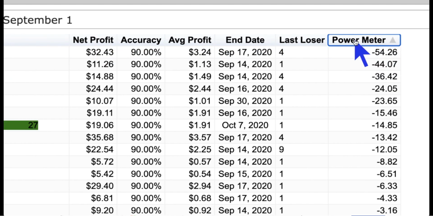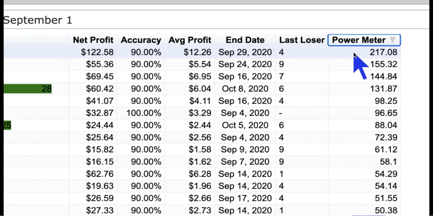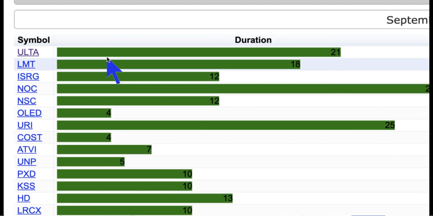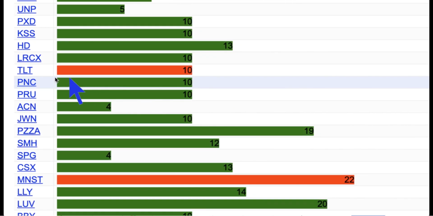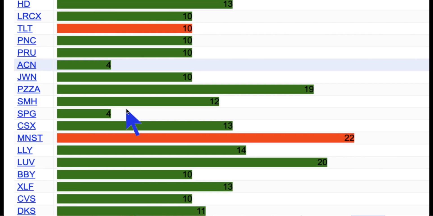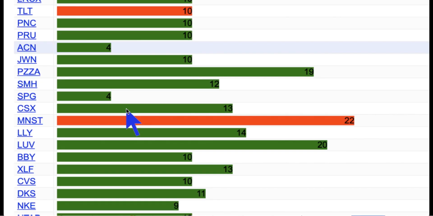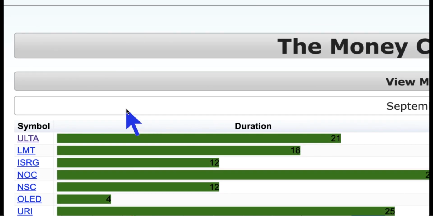Now, I like to rank these by power meter because a positive power meter tells me that it did very well in its past. Now, I have Ulta Beauty, LMT, ISRG, NOC, etc. Notice they're all green. This is September 1st. If I scroll down, TLT is the first thing that I see that's bearish. Well, TLT moves against the stock market, so that sounds correct. And as I come on down, I start to see a little bit more bears, but very few bears in this entire day of September 1st.